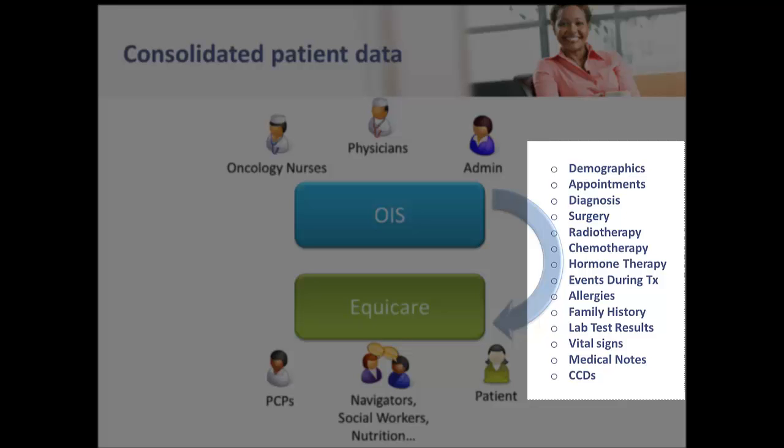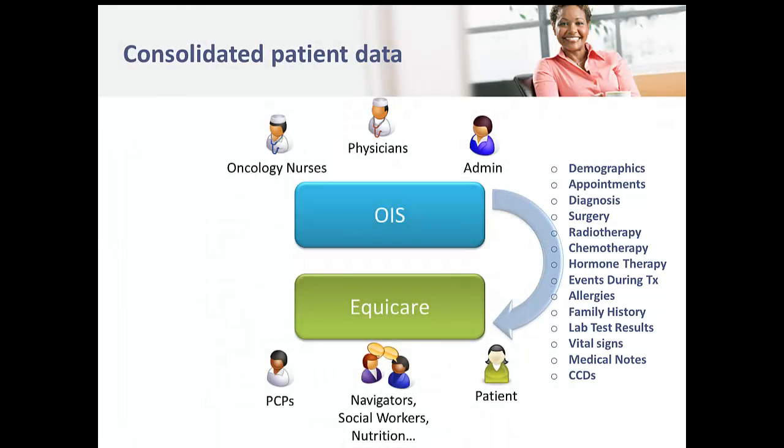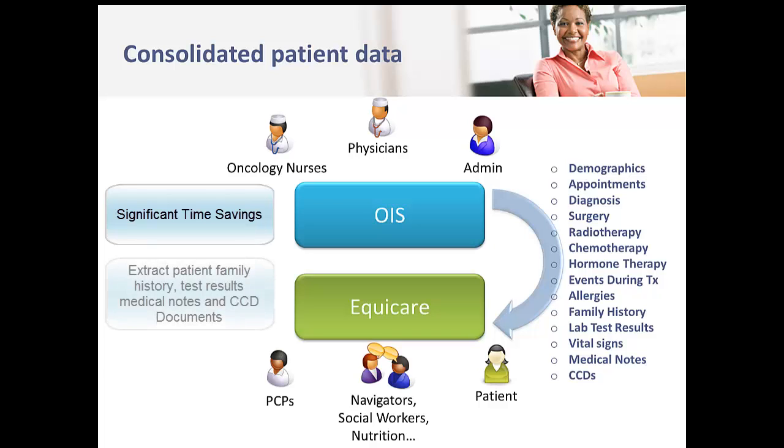And this is really important because this is what allows Equicare to automate the creation of the patient's treatment summary. If you have nursing staff trying to do this manually, it's a process that can take 2 or even 4 hours per care plan. So there's a significant savings having these sorts of interfaces in place. We also can extract data about the patient's family history. We can pull lab results, medical notes, and of course the CCD document that's so important for meaningful use.